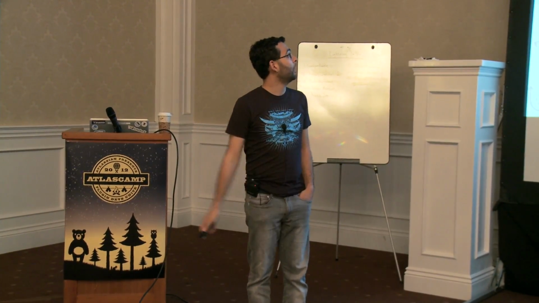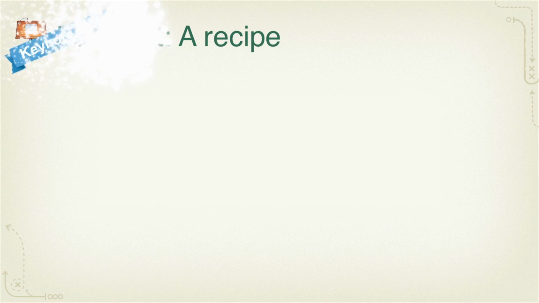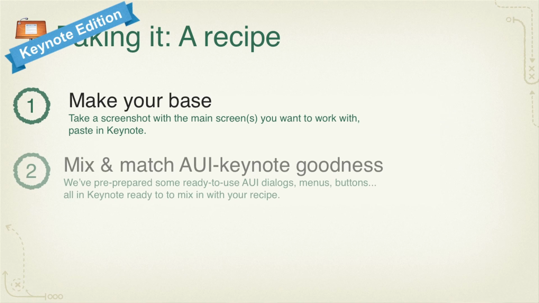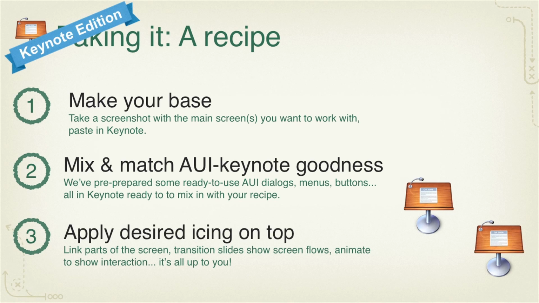So I wrote a recipe on how to fake it. This is the Keynote edition of how to fake it. So 3 steps, like every recipe. This is really simple. I can't do it with a Jamie Oliver English accent, so you'll just have to bear with me. So step 1, make your base.